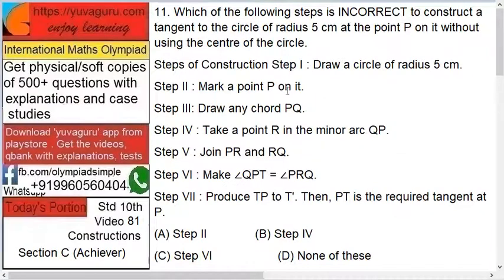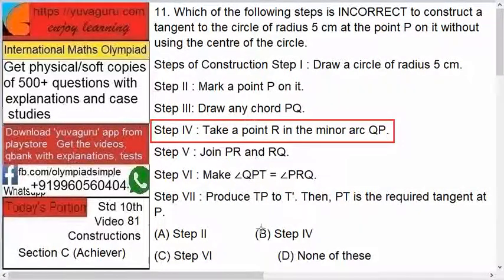Now let's look at what is given in the problem. Here, circle of radius 5, okay. P on it, okay. Any chord PQ, okay. Take point R on minor arc. Now that is wrong. Step 4 is wrong. Okay. Remaining all steps okay. So just 4 is wrong. So answer is B.